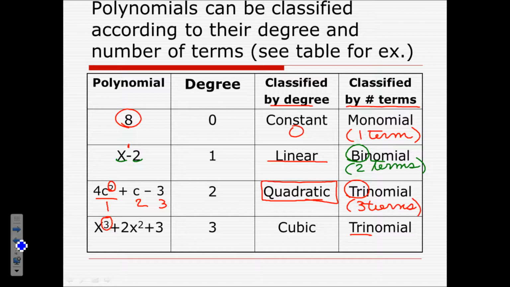So for example, if you have the polynomial 5n cubed plus 4n, if I want to classify this according to degree, I look at the leading exponent, which has degree 3, so this one is a cubic, and it has 2 terms, so it's a binomial. This is called a cubic binomial. 2 terms, degree 3, we call it cubic binomial.